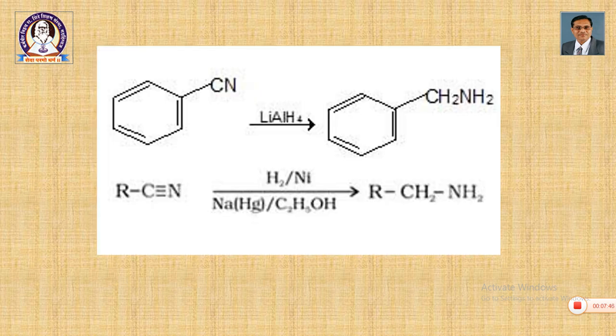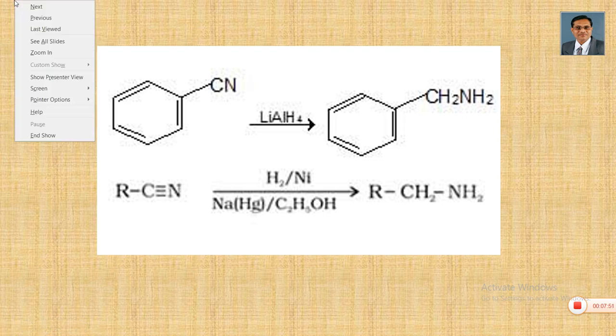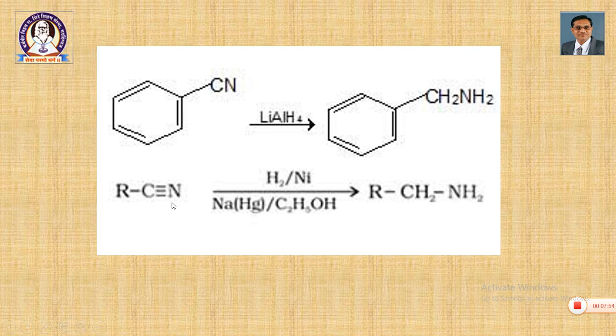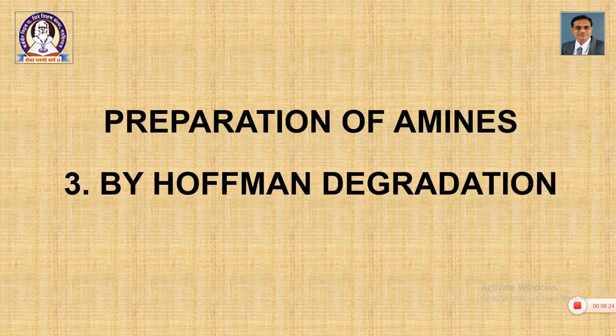This second method is catalytic hydrogenation. In this case you can use either aliphatic or aromatic nitrile. This is aromatic, this is aliphatic. By using LiAlH4 we have seen the change can be brought about. Similarly, by using the catalytic hydrogenation method, H2/Ni in this particular case, or NaHg with ethanol as solvent, we get the desired product. So nitriles can be converted into amine by using either lithium aluminum hydride or by suitable catalyst, that is by catalytic reduction.